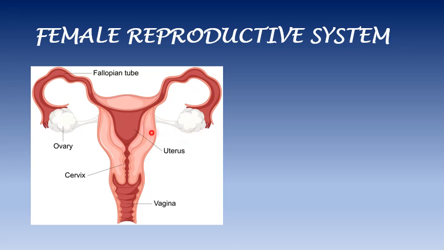These are very small almond-shaped glands located on either side of the uterus. What is the function of this? It produces the egg during ovulation. That is the major function. And it secretes female sex hormones called estrogen and progesterone, which regulate the menstrual cycle and pregnancy.